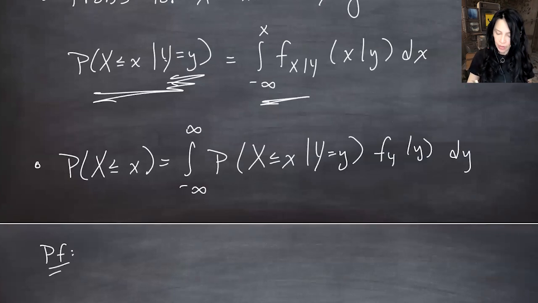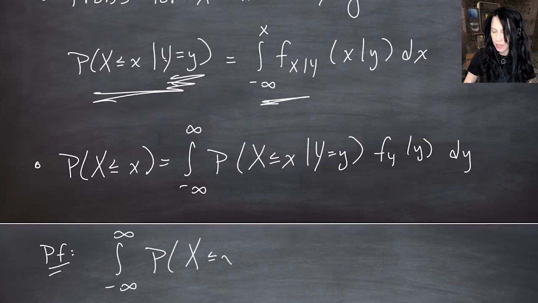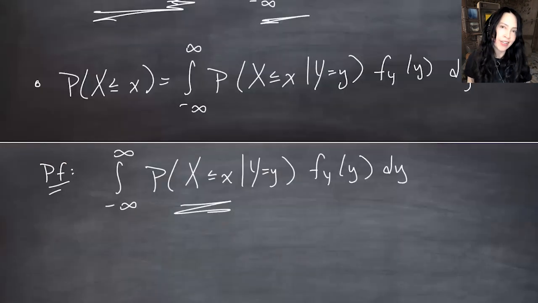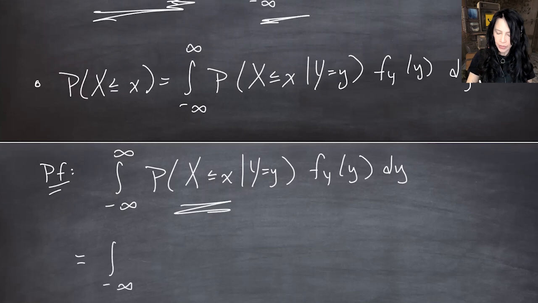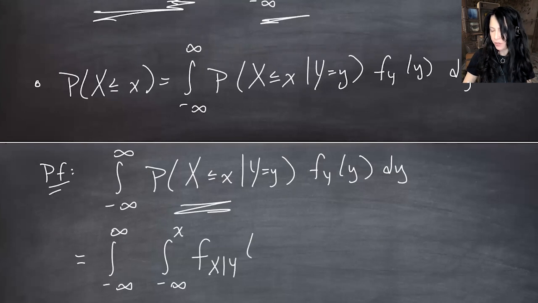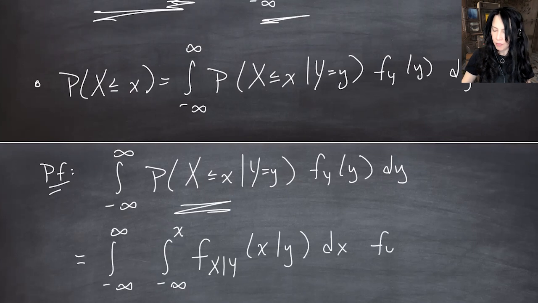I'm going to start with the right-hand side. The integral from minus infinity to infinity of the probability that X is less than or equal to x, given Y equals y, times the marginal for Y. This is a CDF in here for X in the universe where Y equals y. So that is going to equal the integral from minus infinity up to x of the conditional PDF for X given Y, I guess I'll just use f of x given y, dx, f_Y of y dy.